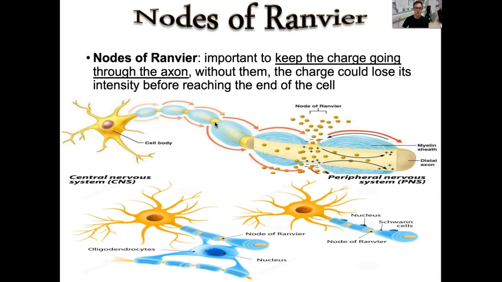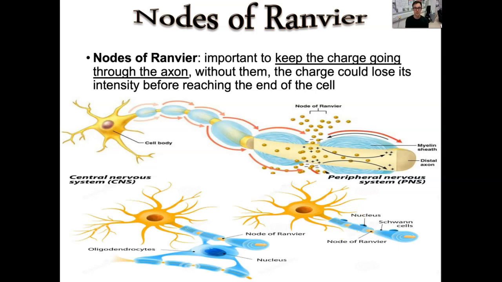Without them, the charge could possibly lose its intensity before it reaches the cell that it's trying to communicate with down the line. Okay. Now the myelin sheath protects that neuron, right? And it's interesting because there are two different types of myelin that you'll see in the peripheral nervous system versus what you see in the central nervous system.